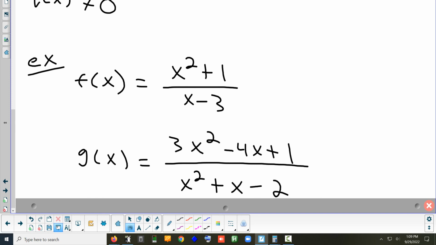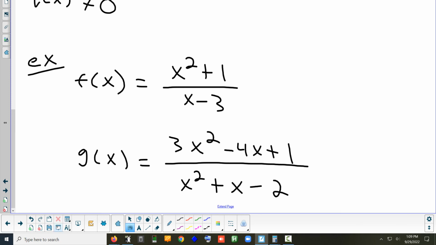Here's another example of a rational function. This time, a quadratic divided by a quadratic. Make up anything you want. Put a polynomial on the top, polynomial on the bottom, and you have a rational function.